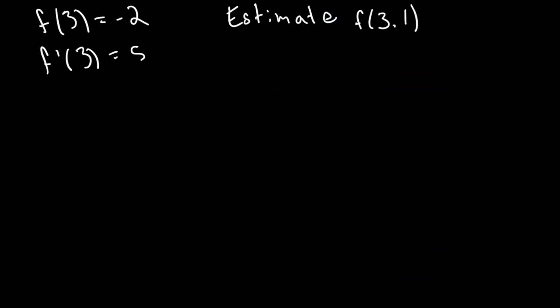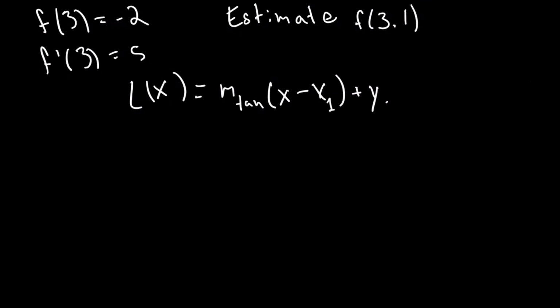Okay, in this example, we're already given our function values. So this will make the process a lot easier. First, we can write down the equation. We have L of x is equal to m of x minus x1, plus y1. If we look at our function values, we're given the derivative and the non-derivative. Here, this gives us our slope at this specific point, at 3. This gives us our function values.